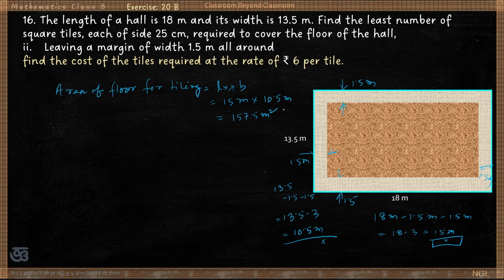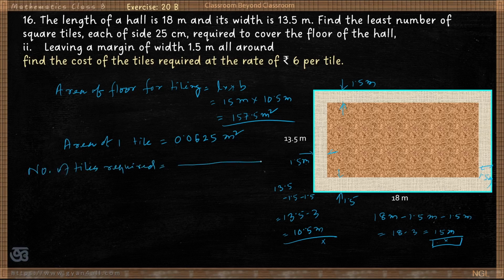157.5 meter square. Area of one tile that we have found out is equal to 0.0625 meter square. So in this case, number of tiles required is equal to area of the tiling, 157.5 meter square divided by 0.0625 meter square. You can also express it in the fraction, of course. Number of tiles required is equal to 2520.